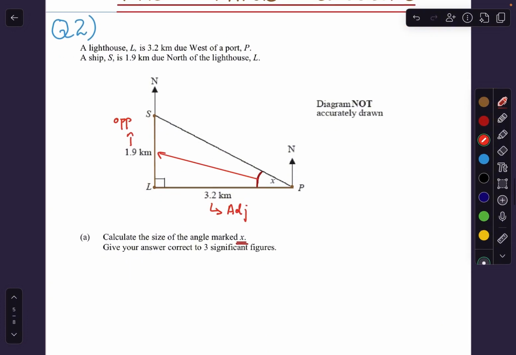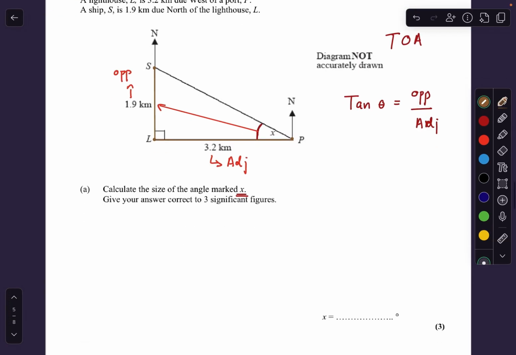To apply the techniques, we have to memorize the formulas. That would be the tan technique, because the formula for tan is opposite by adjacent. That is the SOHCAHTOA technique, because TOA involves tan: T is tan, O is the opposite, divided by the adjacent. To solve that, we'll be applying this technique.